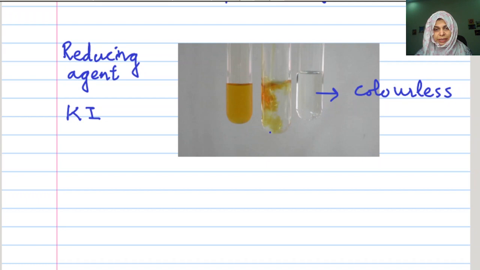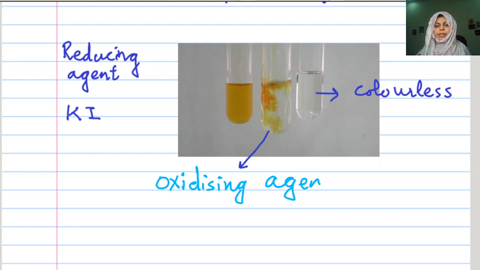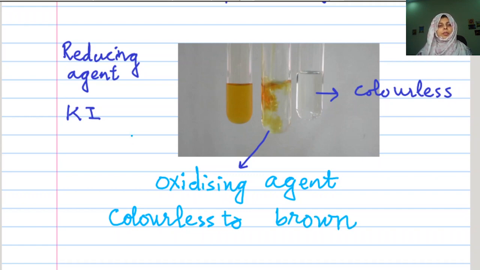If the solution contains the oxidizing agent, then it changes the color. Its color will be changed from colorless to brown. So the reducing agent is the potassium iodide, which is used to test for the presence of oxidizing agent.